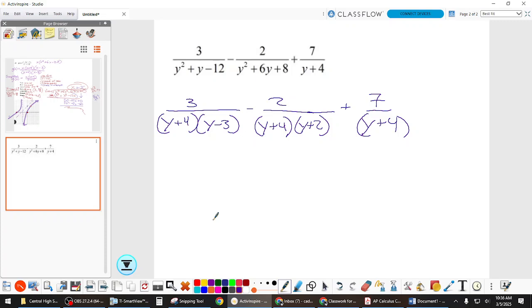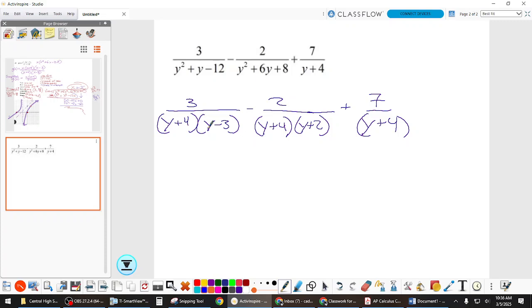Now we have to give each fraction what they need in the denominator that the others have that it doesn't. Hopefully that was clear. Like this one has a 4, that one has a 4, and that one has a 4. So we're good on 4s. Y plus 4s, right? This one has a y minus 3. Those two don't. So they need one. This one has a y plus 2. These two don't. So they need one.